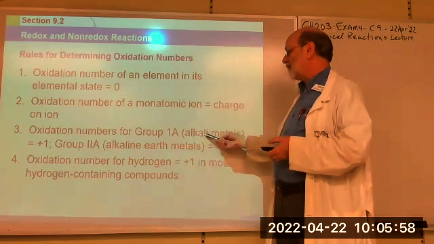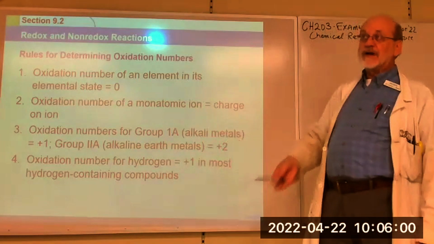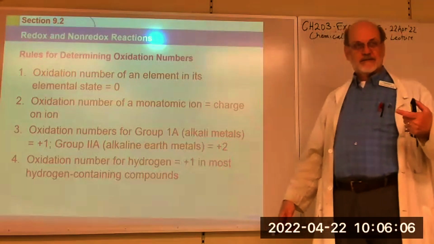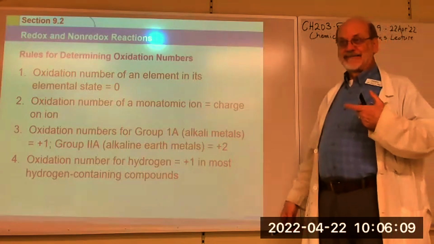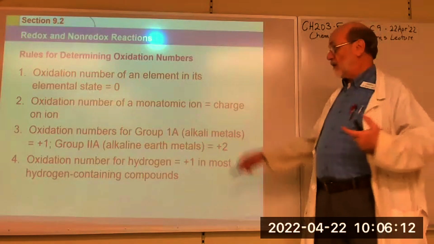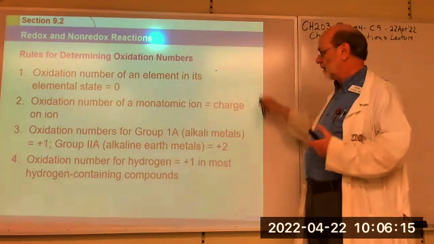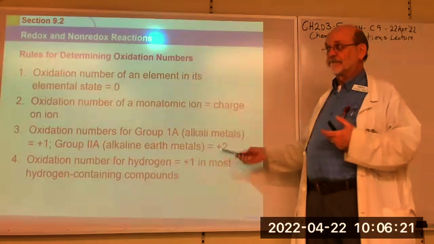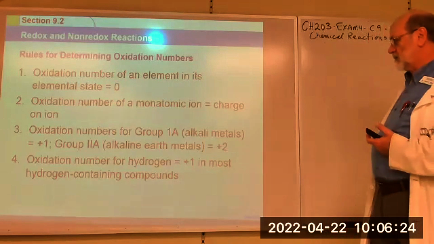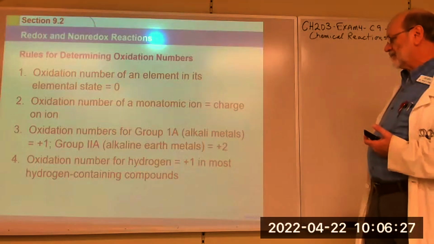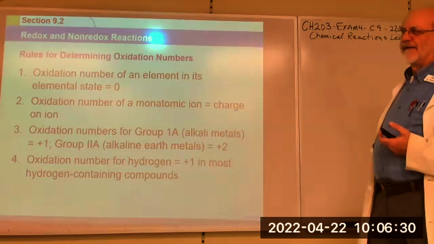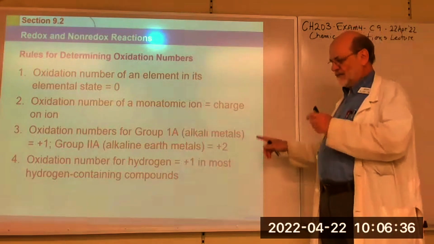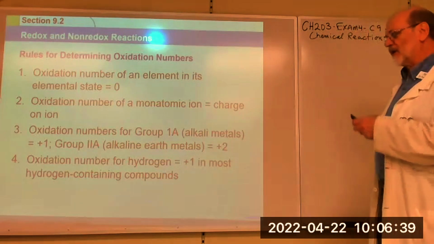Oxidation numbers for the alkali metals are all +1. So anybody in that first column is a +1 if it's in a compound. Okay? If it's a free element, it's 0, according to that rule. Alkaline earths are all +2. Okay? There should be another one in there. I'm going to leave it at that for now. But if we need any more rules, I'll give it to you.